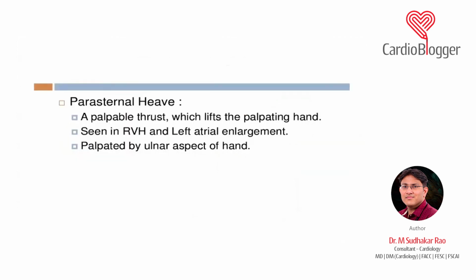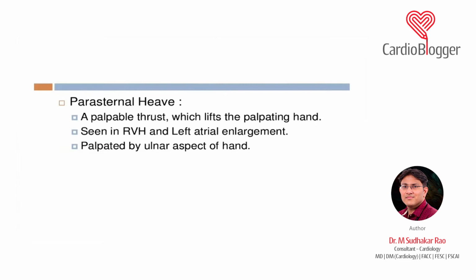Now, coming to the parasternal heave, which we know is a palpable thrust which lifts the palpating hand. So we should always feel with the pulp of our hand, and it is seen in various conditions of right ventricular hypertrophy. Basically, the RV can have a diastolic overload or a systolic overload.